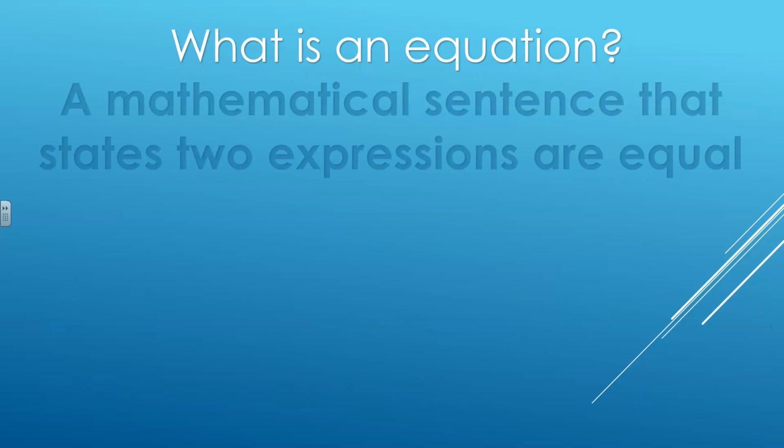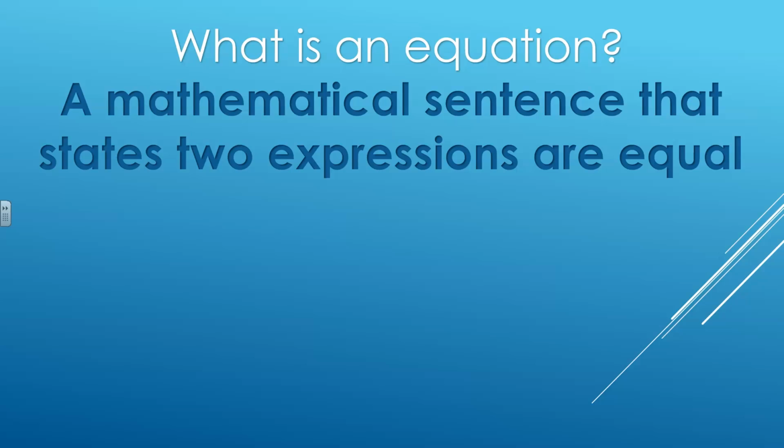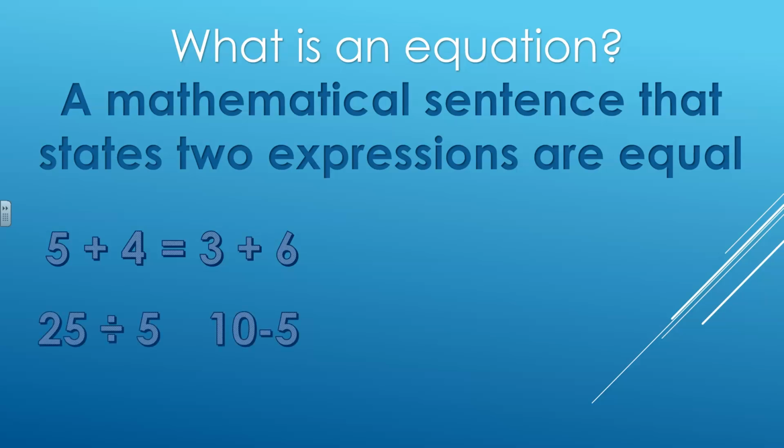Let's review an equation. So what is an equation? An equation is a mathematical sentence that states two expressions are equal. So we have 5 plus 4 and 3 plus 6. Both of those expressions, we know the value would equal 9. So because the values are the same, we can set those equal to each other. We have 25 divided by 5 and 10 minus 5. Again, both of those expressions would simplify to 5. So we could set those equal to each other.